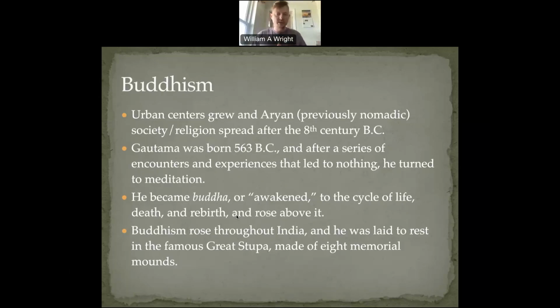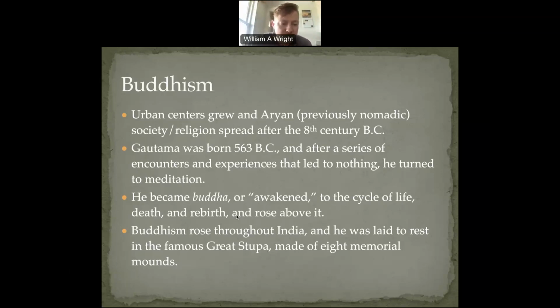Which is a Hindu practice as well, and which would have been common in India, but he begins to have these great successes with meditation in finding some sort of meaning, and he becomes what is known as the Buddha, or awakened to the cycle of life, death, and rebirth, and he rose above it. He became enlightened, or he reached nirvana. He became knowledgeable to the cycle of life that we live, reincarnation, all those things, in a way that a regular person who hadn't meditated on it couldn't, is the idea.